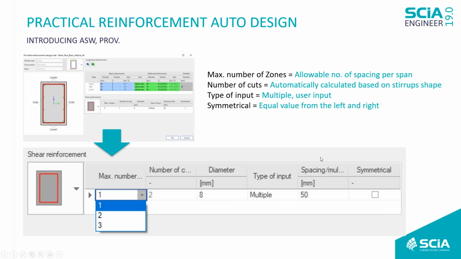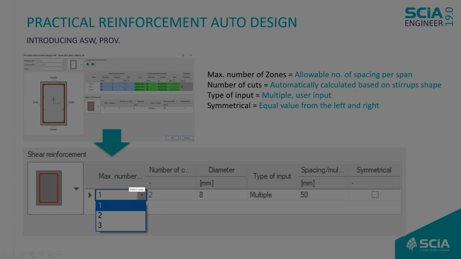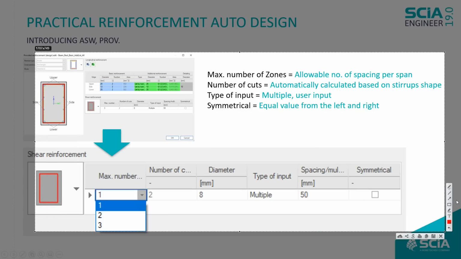The user can select the stirrup shapes directly from this window, and then the stirrup shapes will be selected automatically and respected for the calculation of the longitudinal reinforcement. Other options we have in this window include a new maximum number of zones. What's the meaning of that? Let me draw something quick.